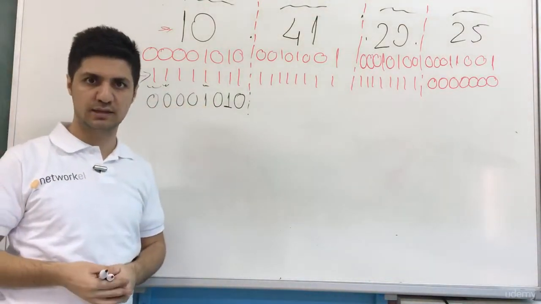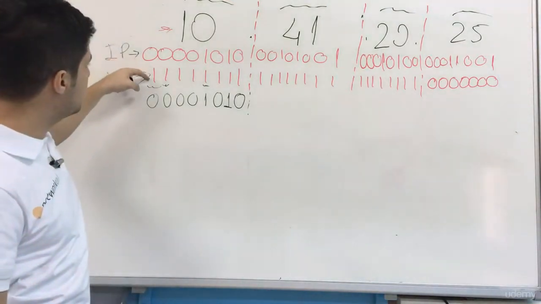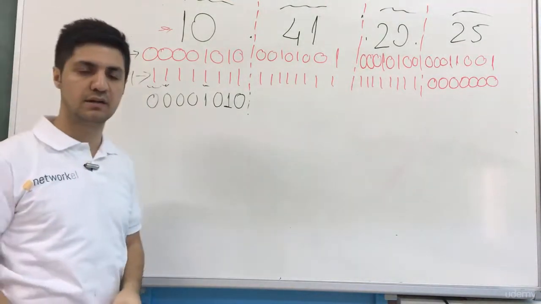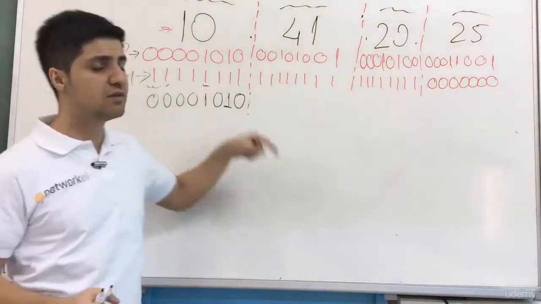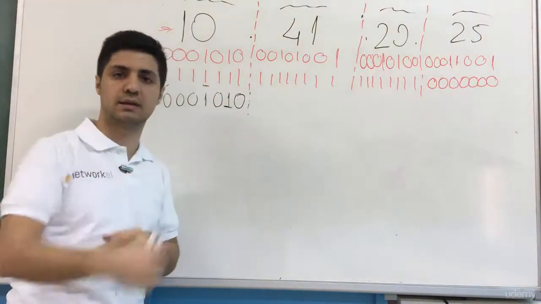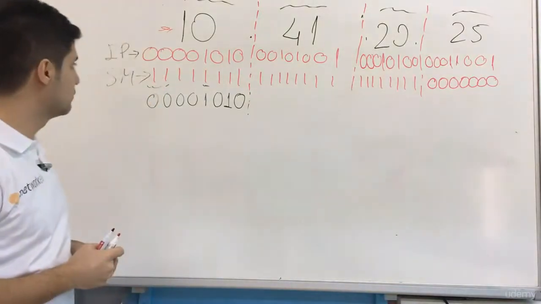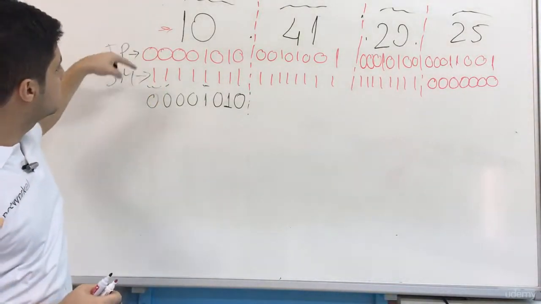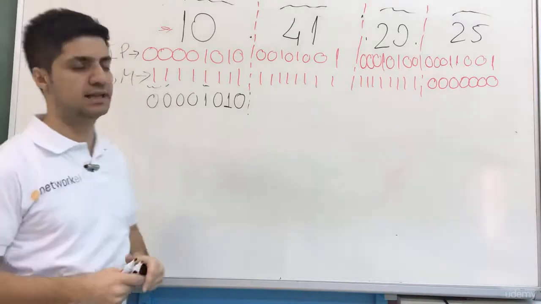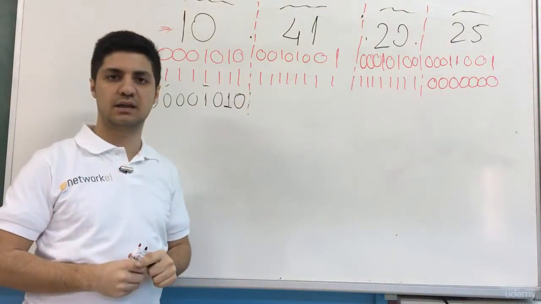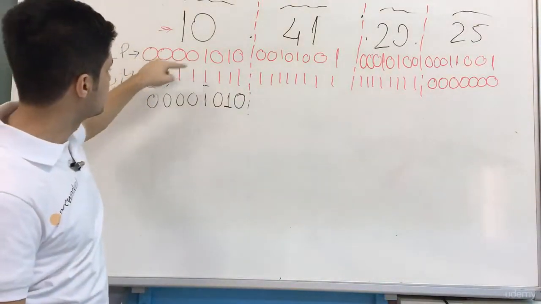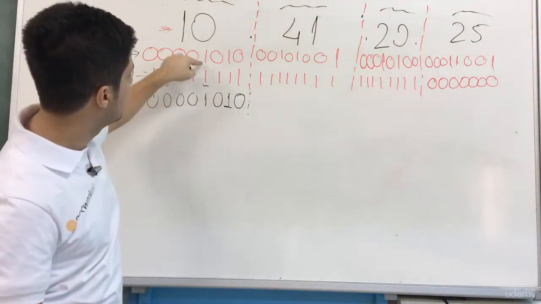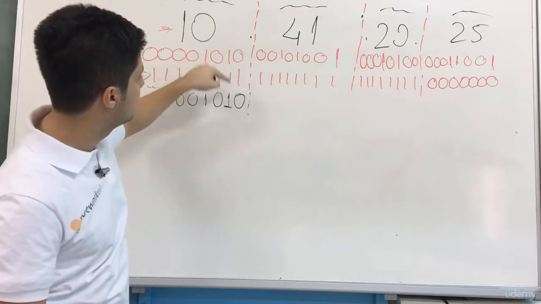Please pay attention that if I'm using logical AND with 1, 1, 1, 1, 1, with whole 1, 8 bits will be 1, I'm getting the same result as my bits. Okay, I got 0, 0, 0, 0, 0, 0, 0, 0, and 1, 0, 1, 0.